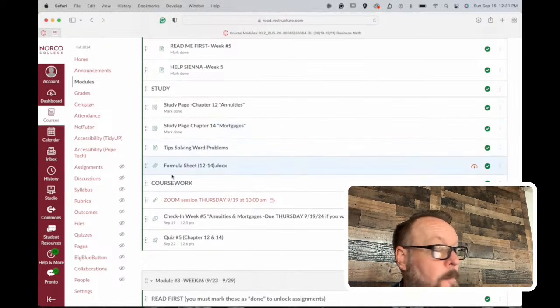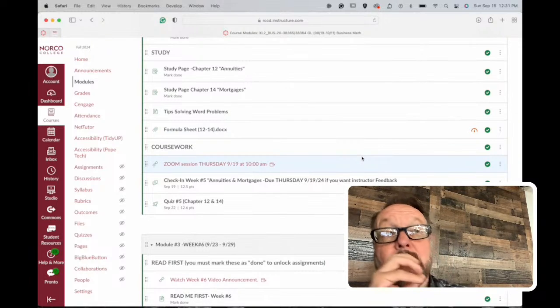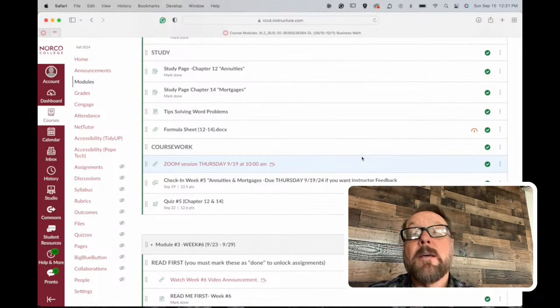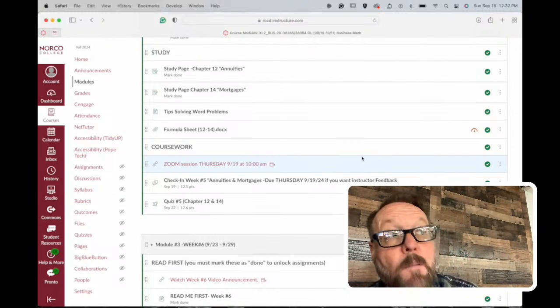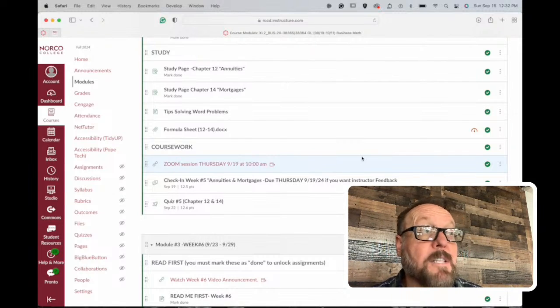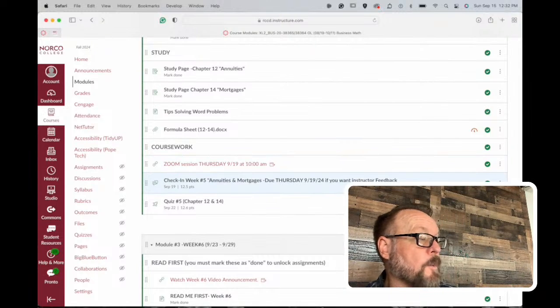There is a formula sheet specific to chapter 12. Make sure you review that thoroughly, because there's a little bit of difference that you're going to be doing when it comes to finding the table factor. If it's an annuity due, you have to either add one if it's a future value, or you have to take away one if it's a present value, or vice versa. So make sure you really look at that closely. You might want to review the book.